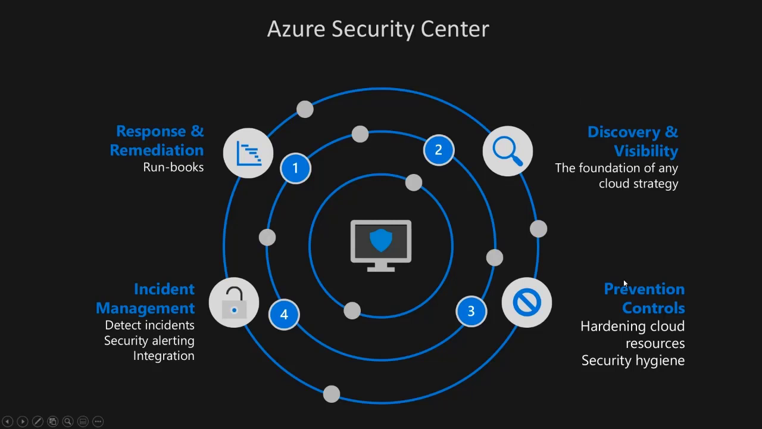The second thing is, in the security world, we call them prevention controls. Prevention controls are all about making sure that your workloads are secure and protected before bad things happen. So we'll talk about hardening and security hygiene. Then if bad things happen, we go to incident management: how can I detect when bad things happen and how can I respond with remediation, automation and runbooks. And these are the four features of Azure Security Center.